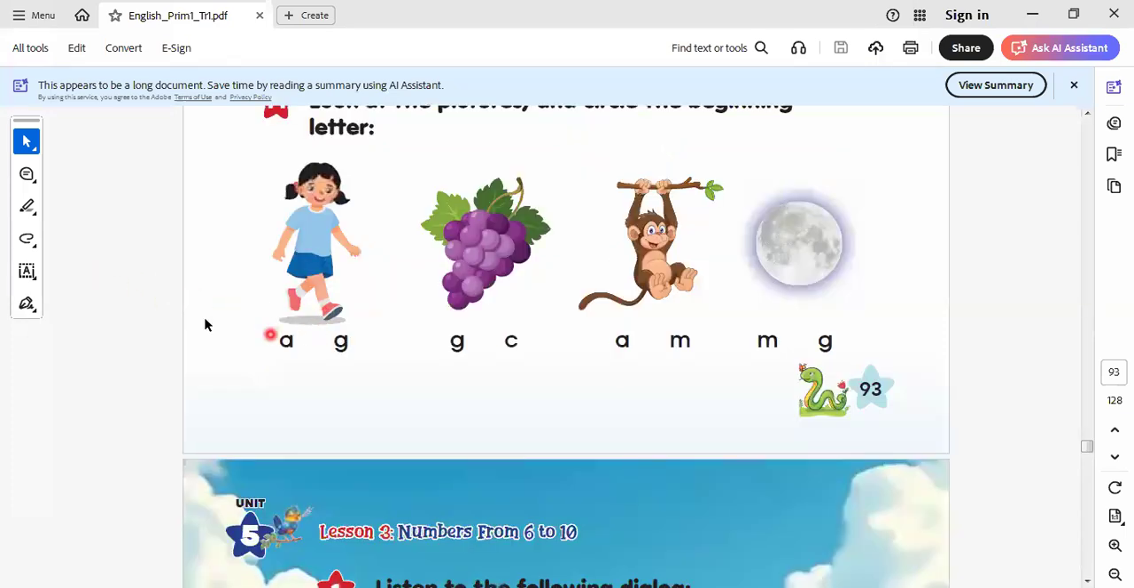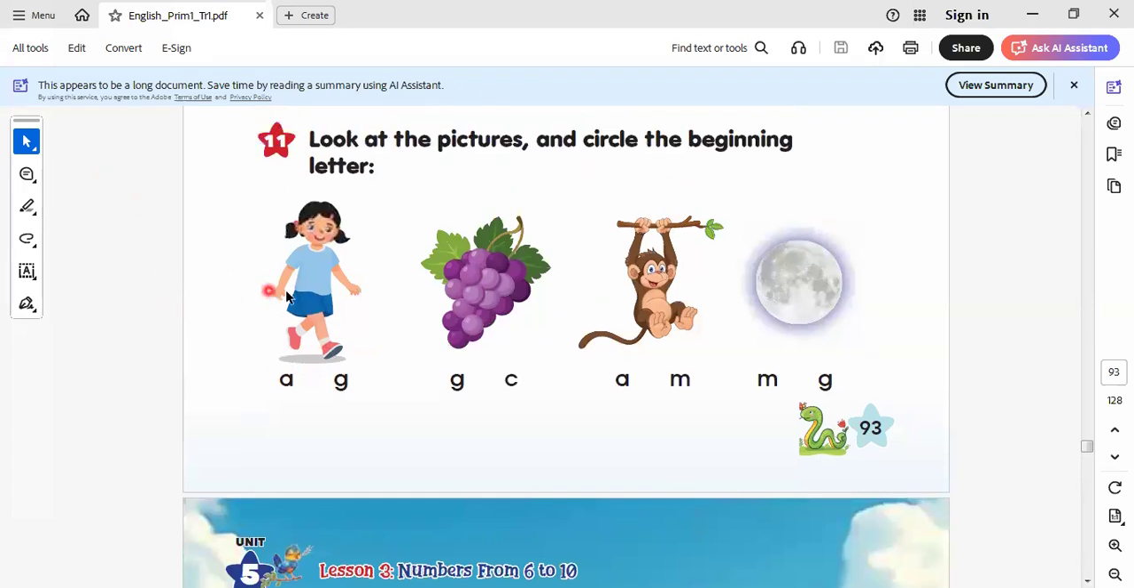Here we have some letters. Here we have pictures, and we select the suitable letter for the suitable picture. Here is girl, so I select this one. Here is grapes. Here is monkey. What is this? Moon. Okay, here is moon.